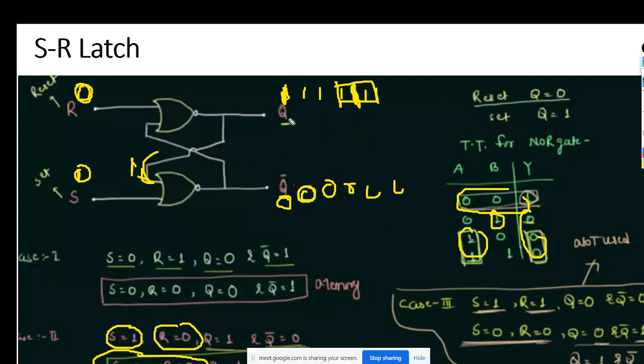What we are interested in is the Q, not the Q bar, but we have to make sure that Q bar is always the opposite of the Q. That is how you set the value to 1. Now we know how to reset the value and how to set the value.